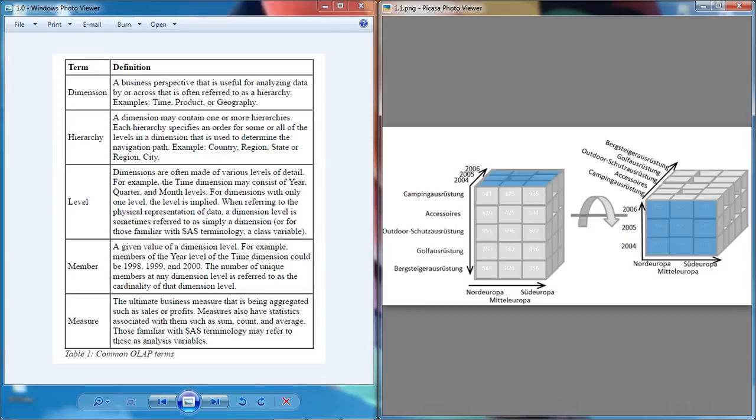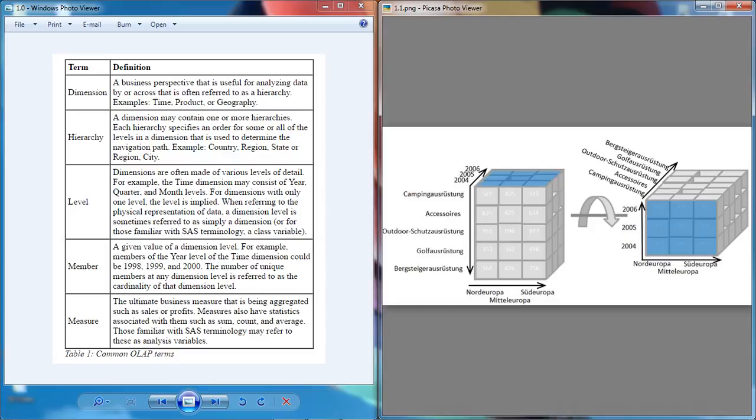So what is OLAP? No OLAP document would be complete without first defining what OLAP is. In a formal sense, OLAP is defined as fast access to large amounts of summarized data. As you see on the screen, these are the types of OLAP, meaning the functions of OLAP.